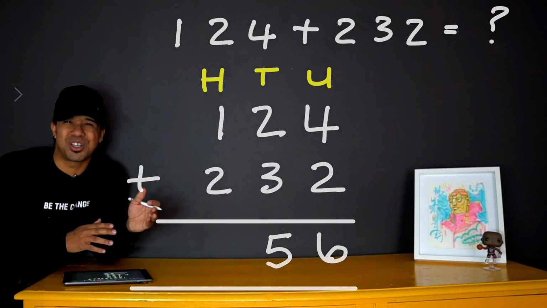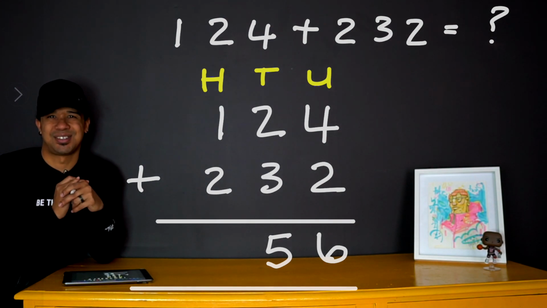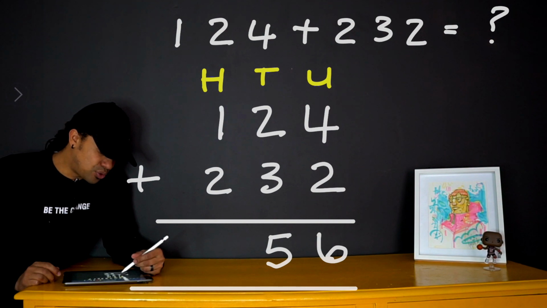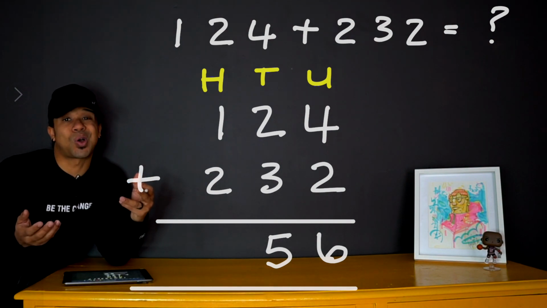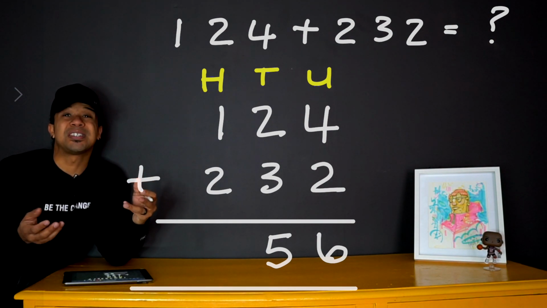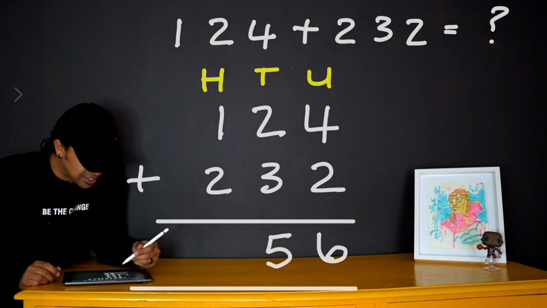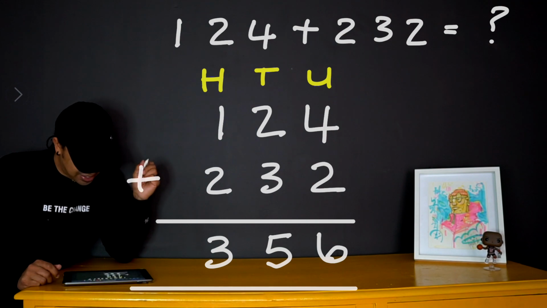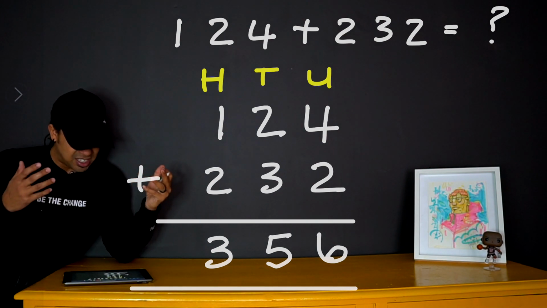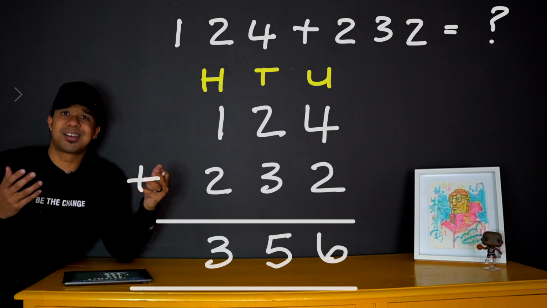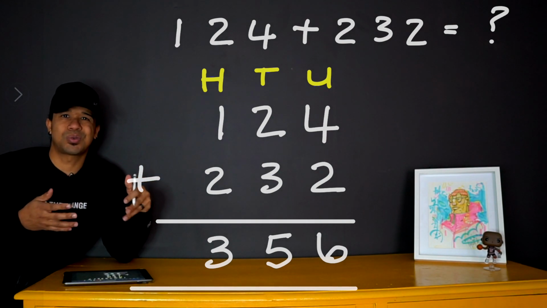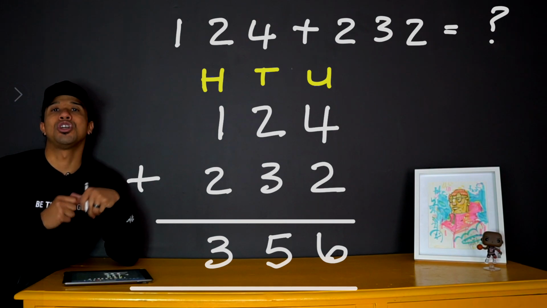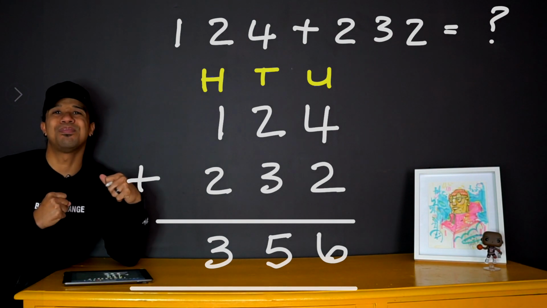Now let's move over to the hundreds column, okay? Again, the 1 and the 2 in the hundreds column represent groups of hundreds. So 100 plus 200 will give us 300. And that's it. There we go. Our answer to this question is 356, and we tackled this question using the vertical column method.